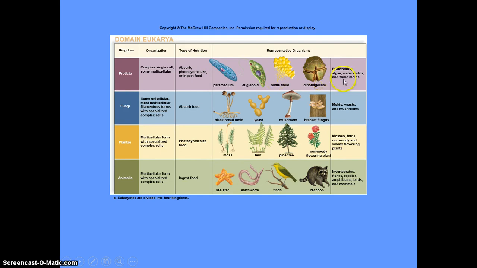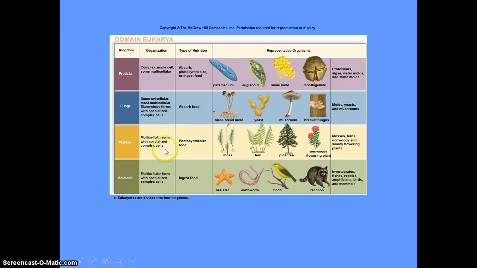Examples of these would be protozoans, algae, water molds, and slime molds. Fungi are unicellular, some of them. Most are multicellular. They have filament forms that are specialized with complex cells, and they get nutrition by absorbing their food, such as mold, yeast, and mushrooms, fungus, things like that.